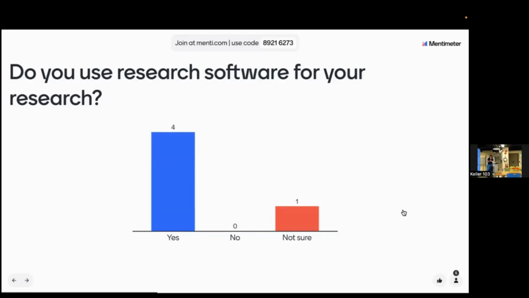Not sure, okay. Is it research software? Is it normal software? Yeah, I can see that. Or saying, oh, I don't really do research, but I'm an administrator or librarian. Yeah. Okay, very cool.